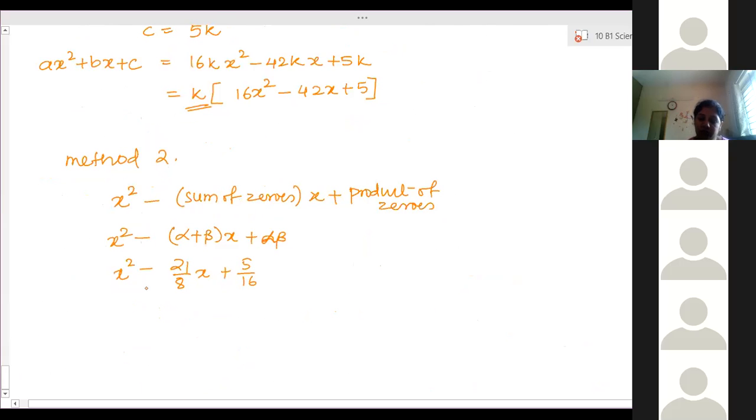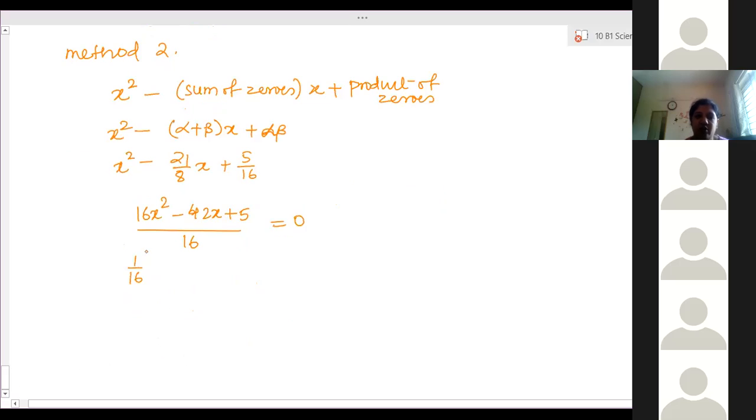And then you simplify this by taking LCM. LCM is 16. So here 16x square minus 42x, because here you have to multiply 21 with 2, plus 5. Now 1/16 will come out, because anyhow we need to equate it to 0. So that 16 will go, and we are not supposed to write that 16. So k in bracket 16x square minus 42x plus 5 is equal to 0. You need to write this k.